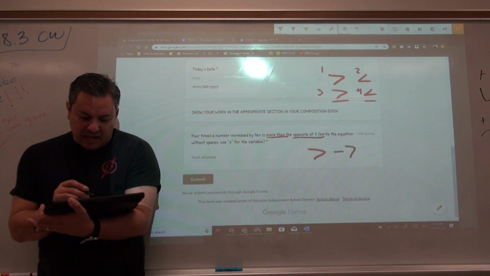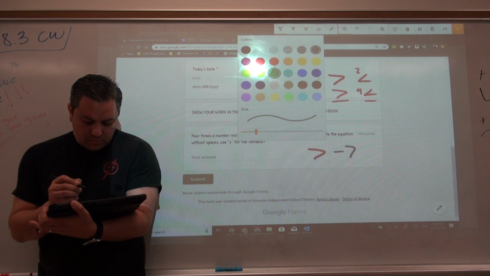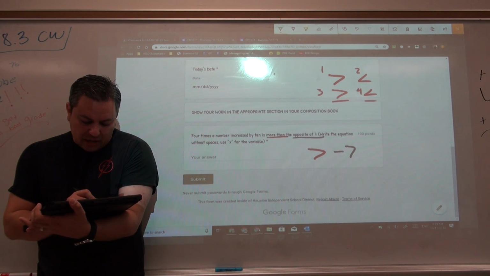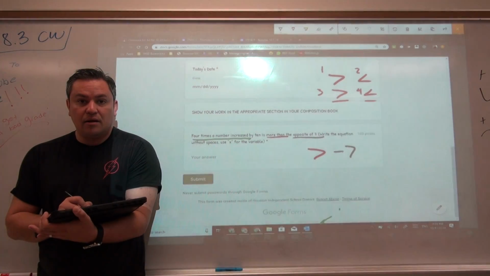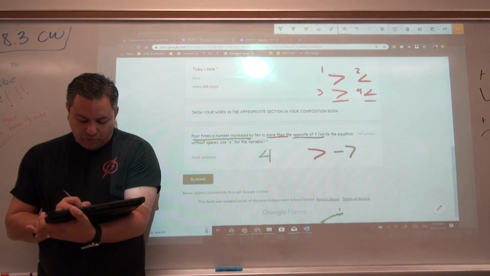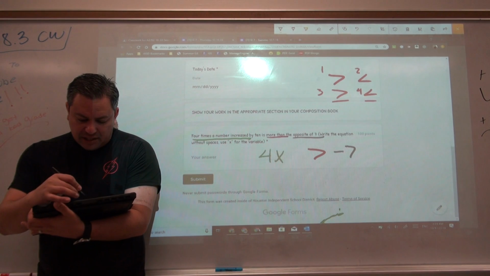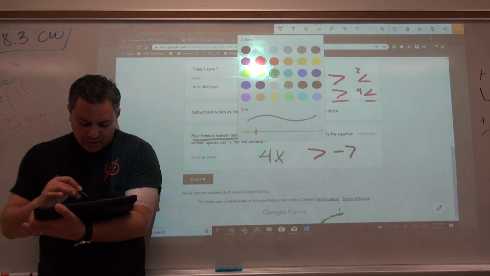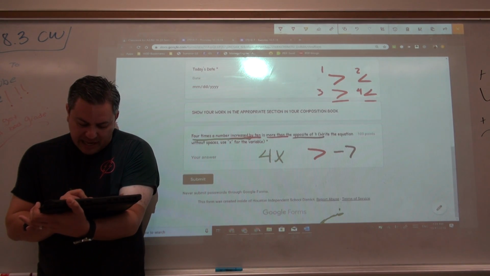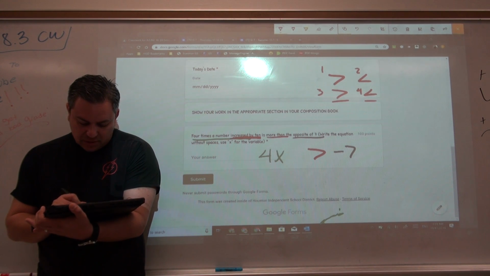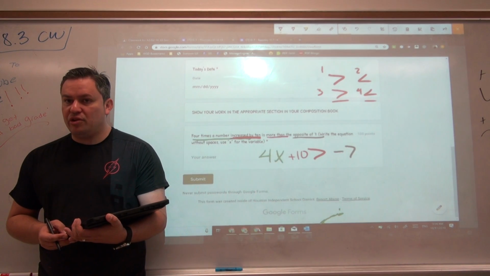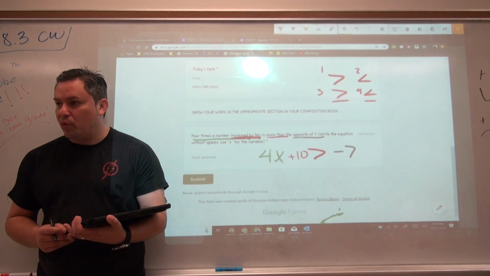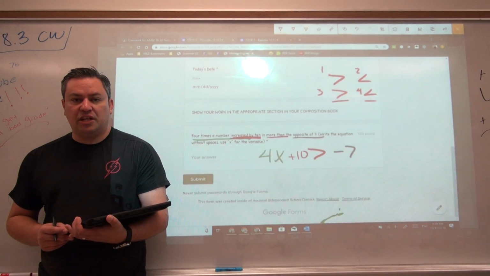And then on the left side, what are we going to have? 4 times a number. That's my first thing. 4 times a number, how do you write that? 4x. And then, what is the next keyword? Increased by 10. How do you write increase? Plus 10. And that's it. If I ask you to solve it, you get rid of the 10 and then you divide by 4. Any questions on this one so far?